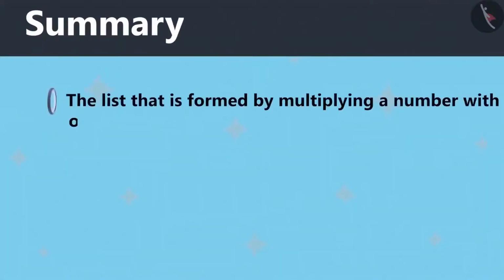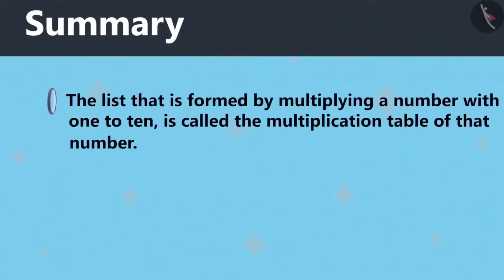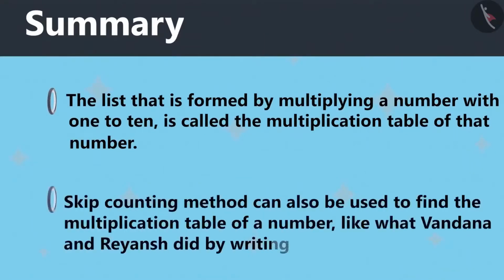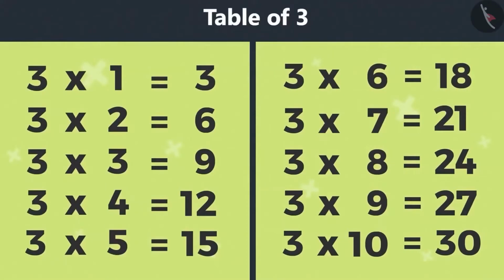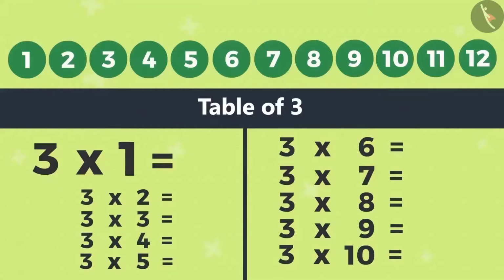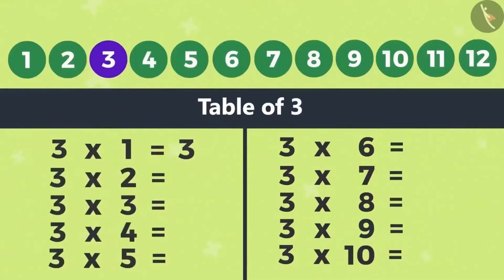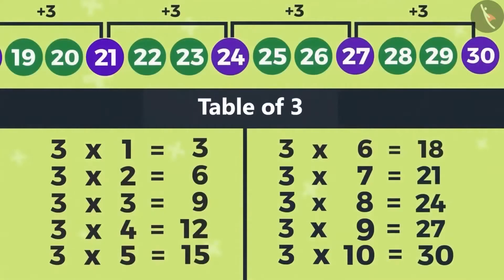Today we've learned that the list that is formed by multiplying a number with 1 to 10 is called the multiplication table of that number. And the skip counting method can also be used to find the multiplication table of a number, like what Vandana and Reyansh did by writing every third number starting with 3.